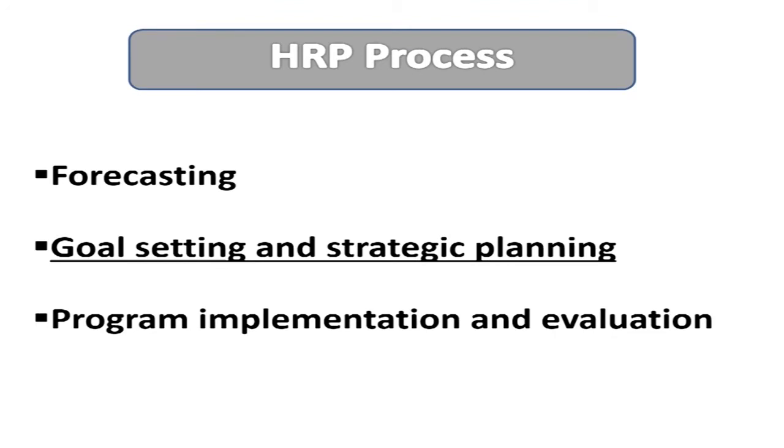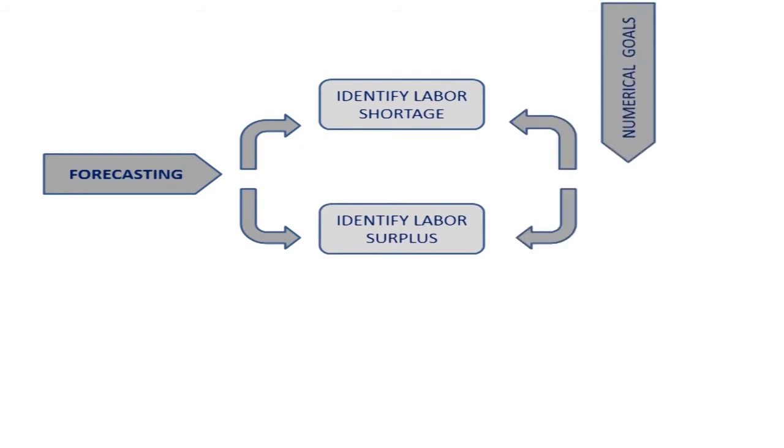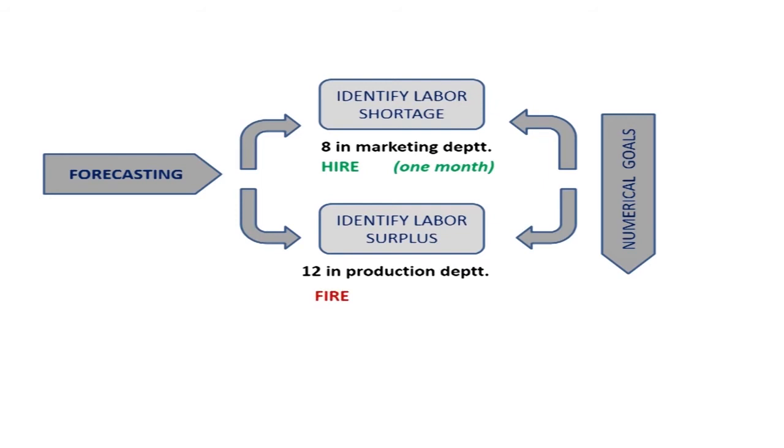Previously, we discussed that through forecasting, we identified labor shortages and labor surpluses. And based on these figures, specific numerical goals are set and a specific time period is set for when the results should be achieved. For example, the goal set is to hire 8 personnel in the marketing department within 1 month and fire 12 personnel from the production department within 1 week.